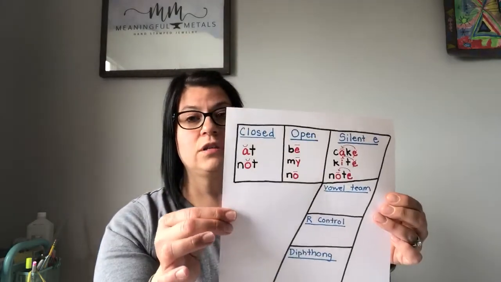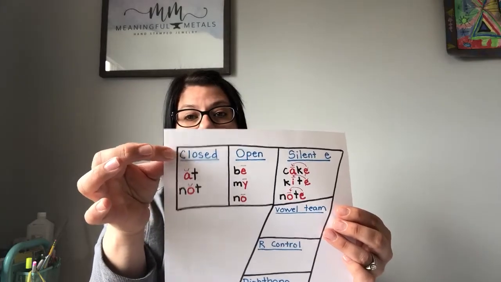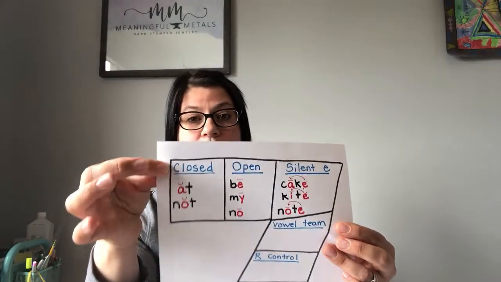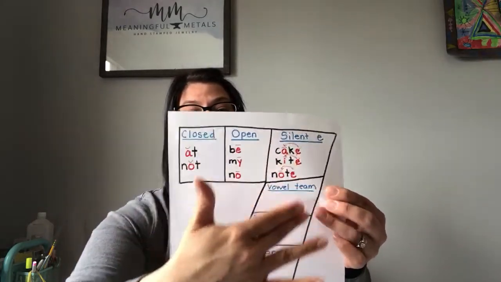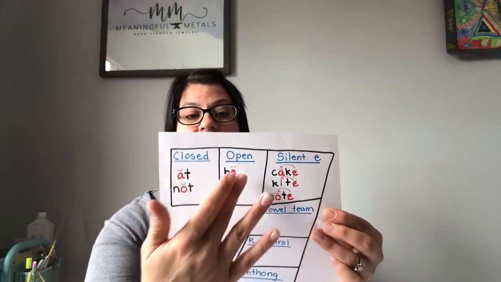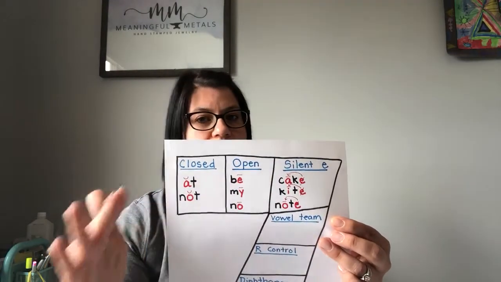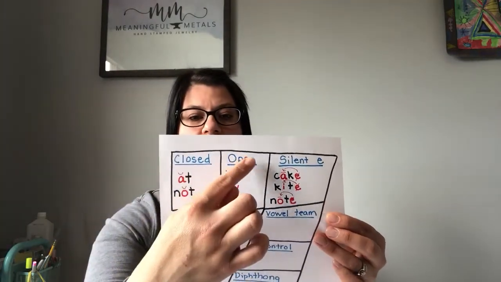The first space I want you to label as closed. This is the closed syllable I'm talking about here. These are the 7 syllable types. The first one is closed. The second syllable we discuss is open. I only want you to label those 2 for now. Just label the 2, closed and open.